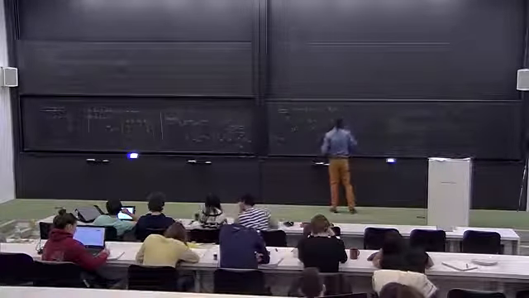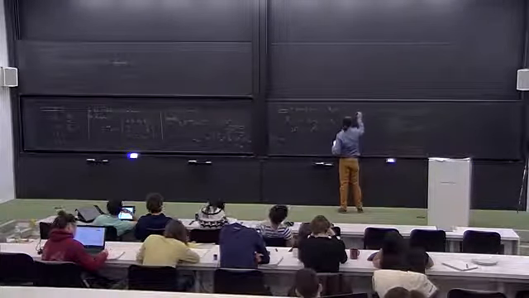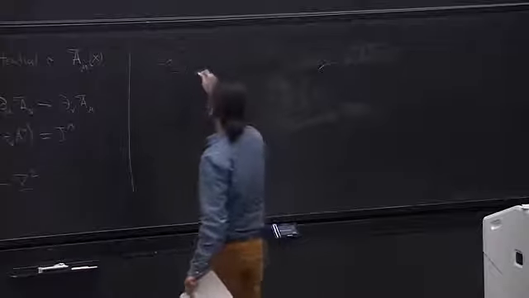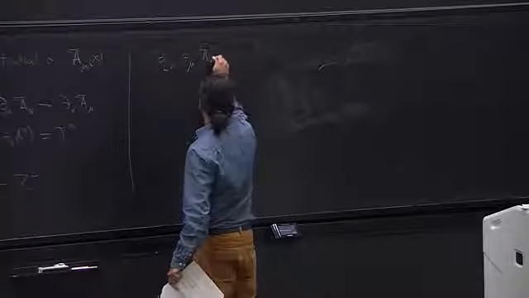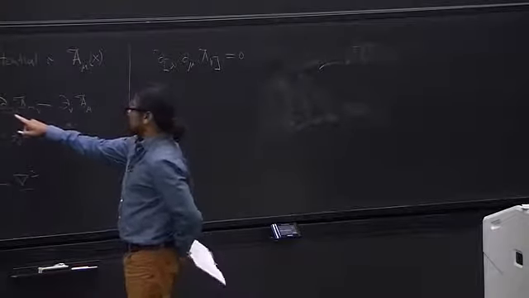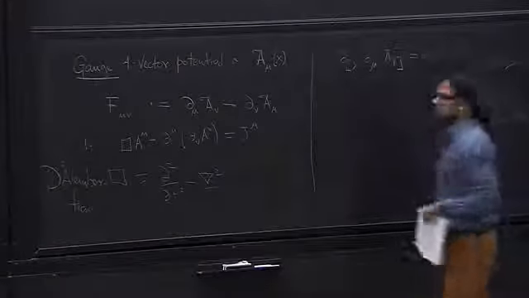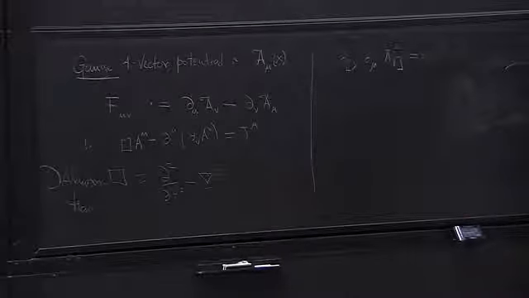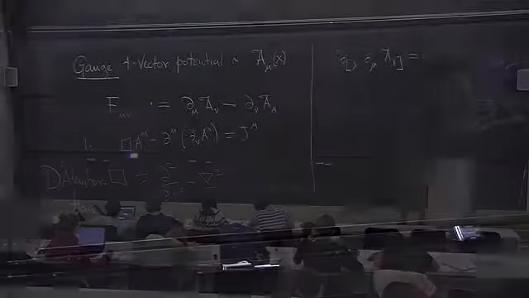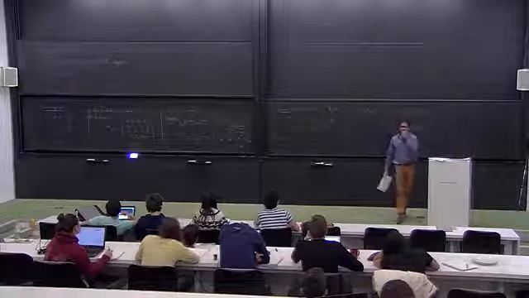The second Maxwell equation is this, because F is already antisymmetrized in mu and nu. But this equation doesn't have any new content. Why? Can someone tell me? Why is this equation automatically satisfied in terms of A?